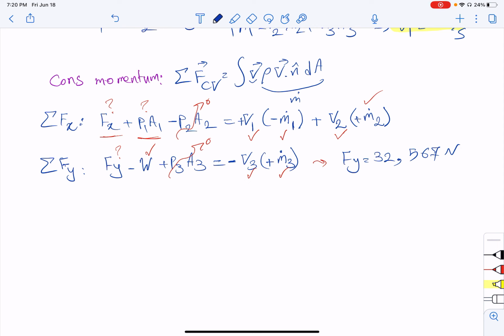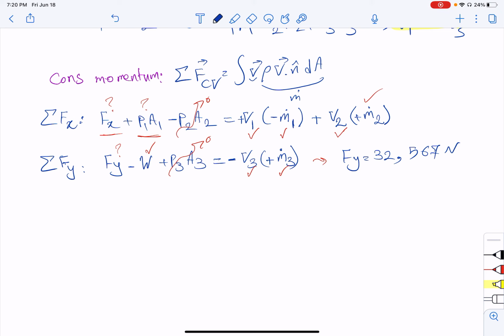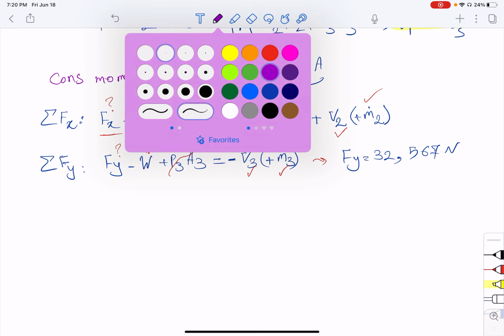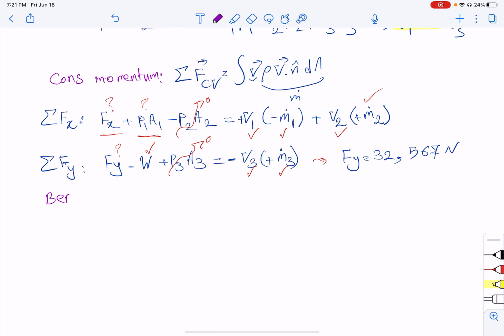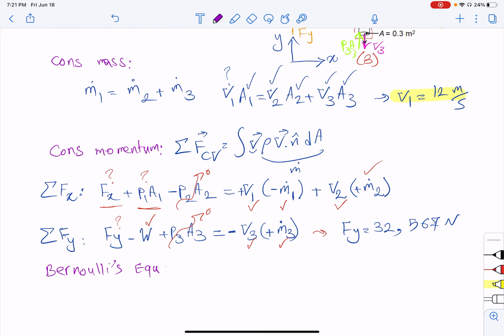We also can use conservation of energy, but when we say that HL is zero and HS is zero, it basically means that we are using the Bernoulli equation. So let's just write down we are using the Bernoulli equation.